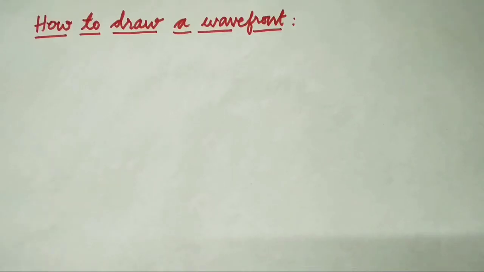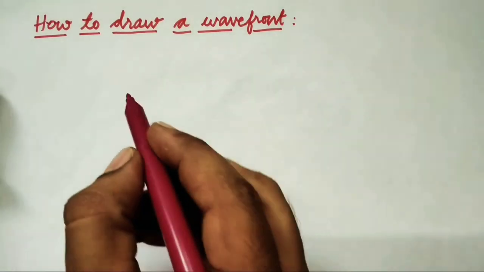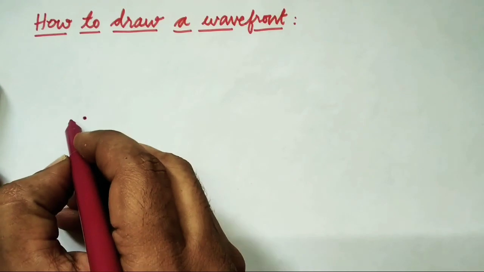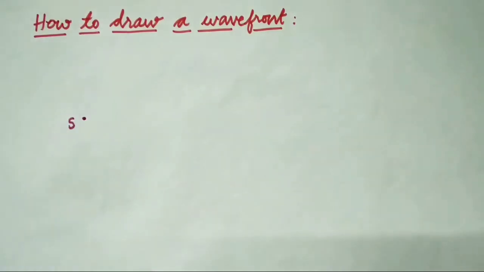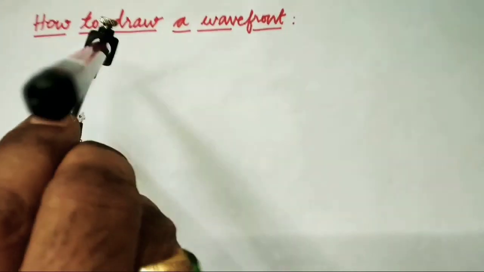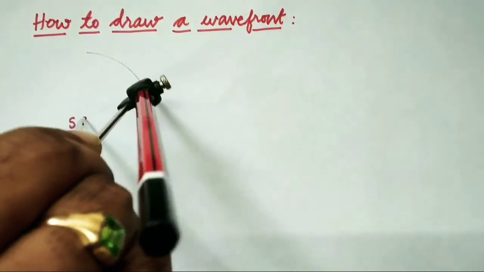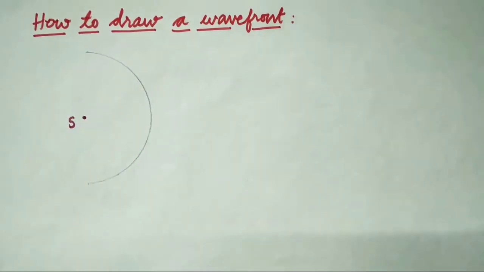Now let's see how to draw the wavefront of any source of light. First consider a point source of light. From this point source of light we have already seen spherical wavefronts are drawn. Let us take a compass and draw the sphere. A part of a sphere I am drawing, not a complete sphere. So this is a part of a spherical wavefront. So this is the primary wave.